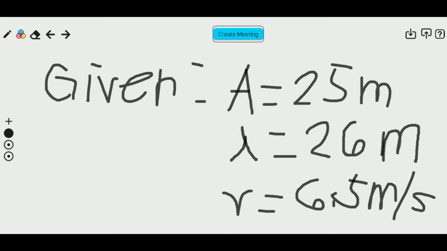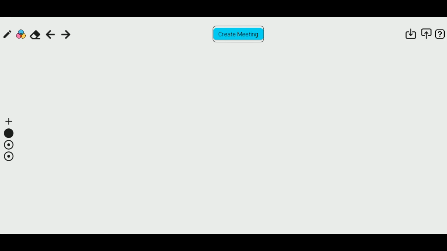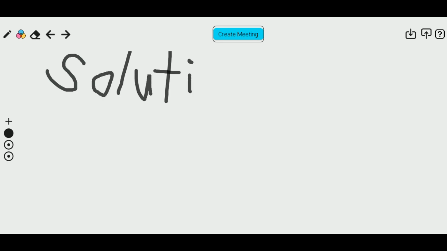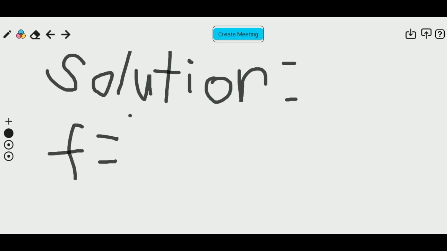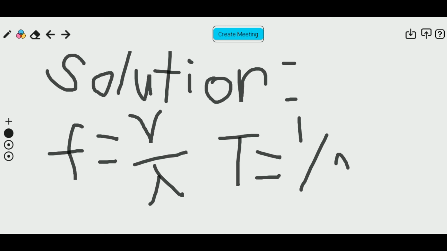Okay, now that we have already identified our givens, let us now proceed with our solution. Since we have to determine frequency and period, let us use the equations for frequency and period identified in our discussion. If you can recall, frequency is equal to wave speed over lambda, and period is equal to 1 over frequency. So now that we have identified our equations, let us substitute the values.